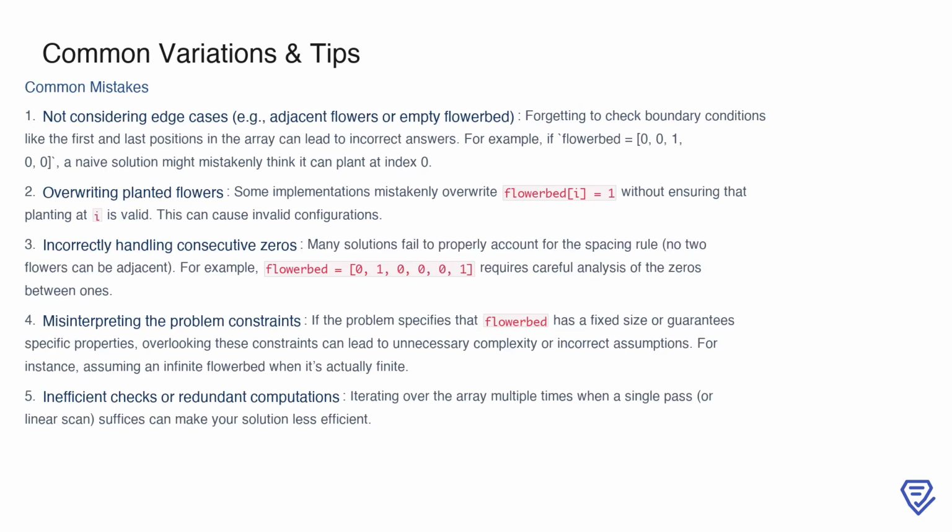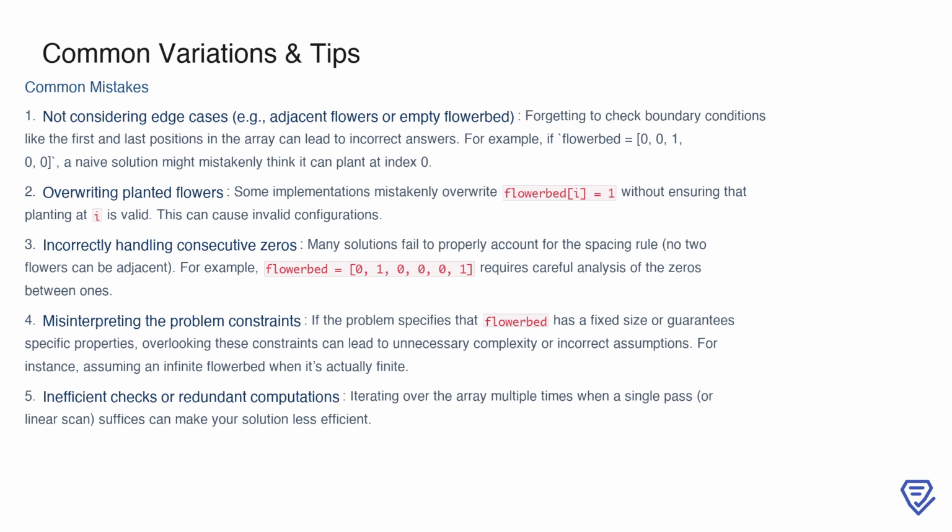When solving this problem, there are several common mistakes to watch out for. The first is not considering edge cases, such as the boundaries of the flower bed. For example, if your flower bed is 0, 0, 1, 0, 0, a naive solution might incorrectly assume it's valid to plant at index 0, but that would violate the spacing rule. Another mistake is overwriting values in the flower bed array without verifying if planting is valid at that position.